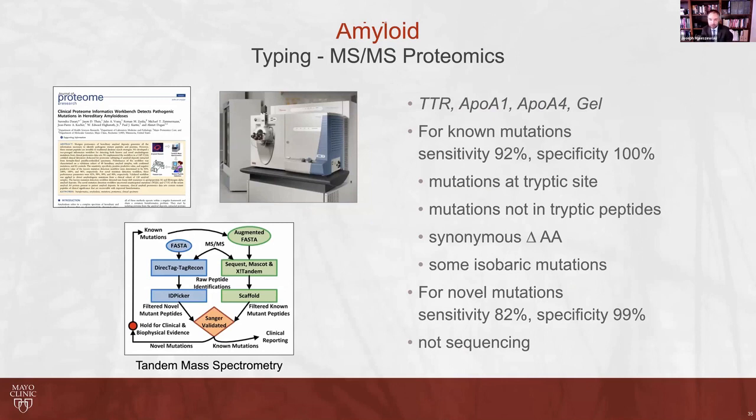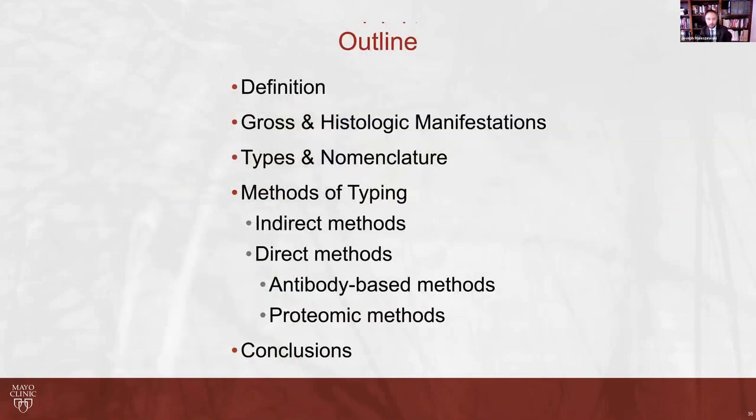In fact, it's about 92% sensitive. The only mutations we can't pick up are when the mutations don't result in a significant charge or mass change in the protein. So isobaric or synonymous amino acid changes will not be discovered by mass spectrometry. Also, mutations at the tryptic site will hinder our ability to recognize them. All in all, it's a little more than 80% sensitive and nearly 100% specific for identifying mutations, whether they're novel or known. It is not, however, sequencing, and so we always recommend that these individuals get sequenced when we identify a potential mutation by way of mass spectrometry.